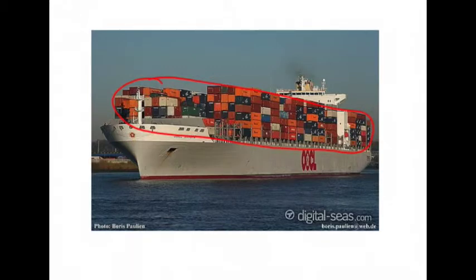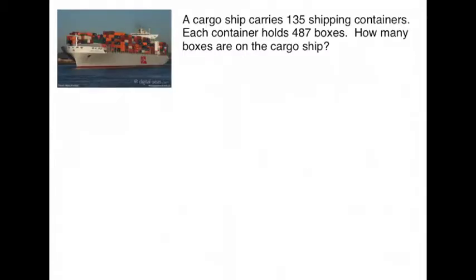So let's take a look a little closer at our problem. A cargo ship carries 135 shipping containers. Okay? So each one of these little things right here is a container. Each container holds 487 boxes. How many boxes are on the cargo ship? So in each one of these little things, there's 487. Okay? So in other words, each really is a clue word to multiply.